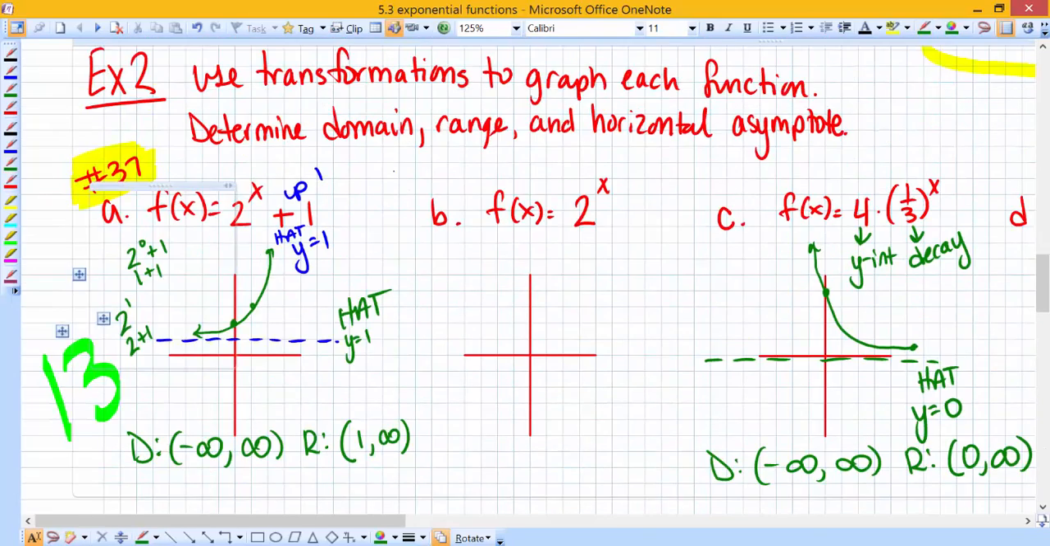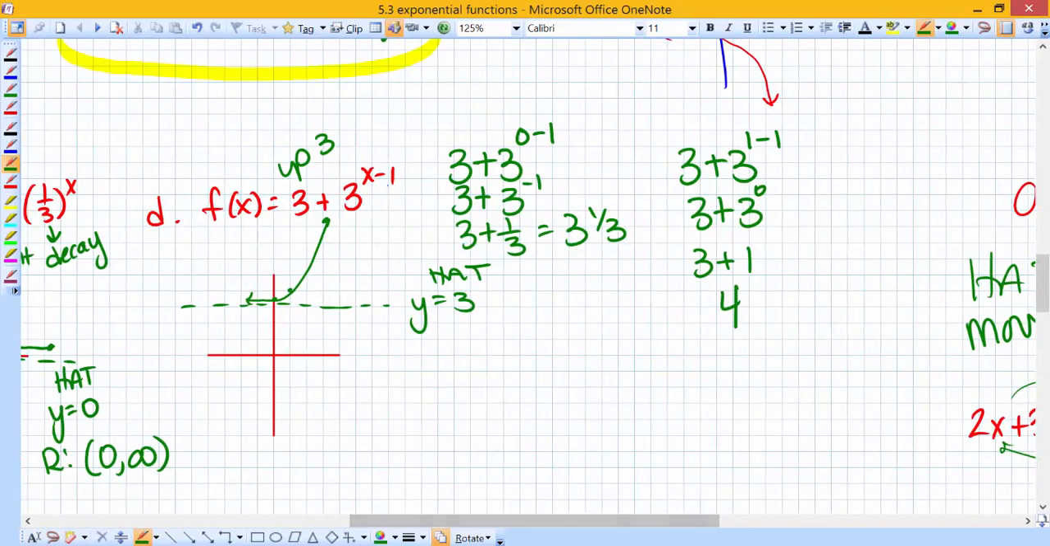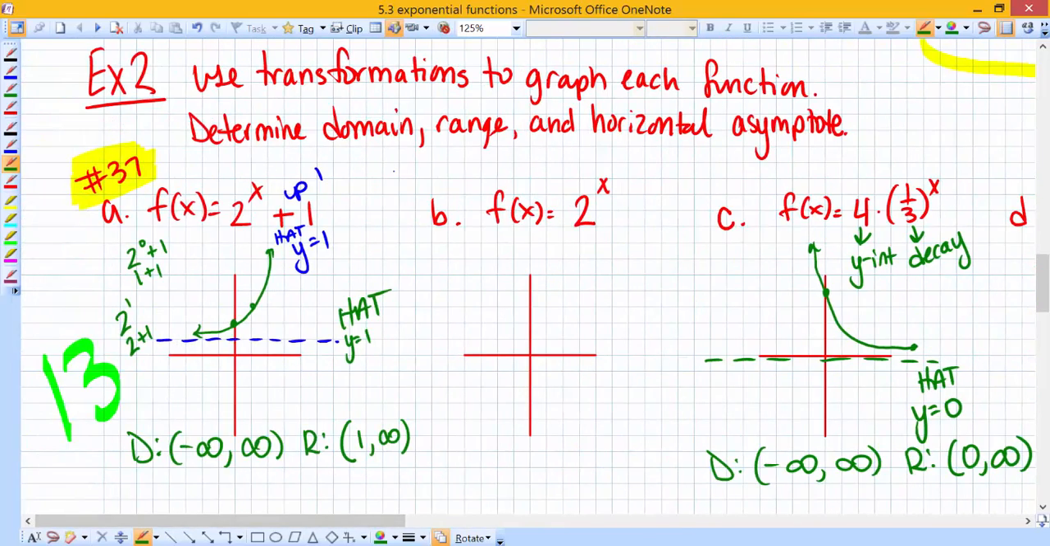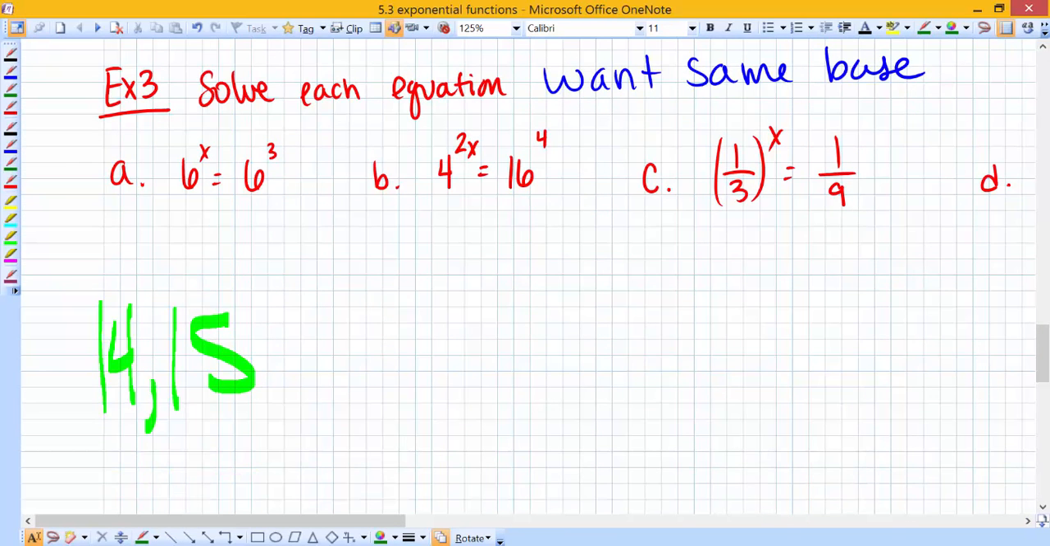Oh, I forgot domain and range. Sorry. Add the asymptote. Domain again is negative infinity to infinity. Range, what's our asymptote? 3, and it goes up, so positive infinity. Okay. Now we only got a couple more to go. And the last couple are pretty much just algebraic type of questions.